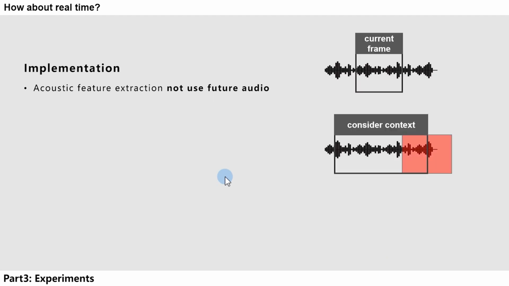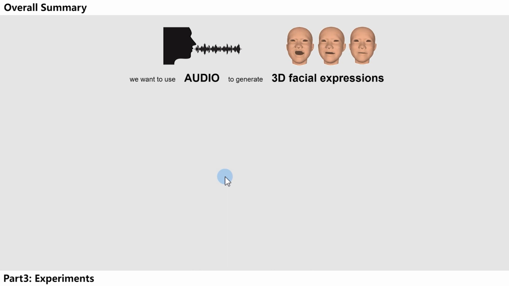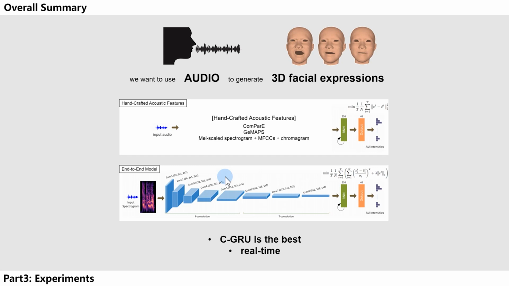As for the real-time part, we'll leave the discussion about this for class. So okay, let's summarize this paper. We want to use audio to generate 3D facial expressions. And we have 2 different models. One is the handcrafted acoustic feature model, another one is the end-to-end model. They found that GLU is the best, that is, the end-to-end model plus GLU is the best. And the second one is that they implement a real-time algorithm.